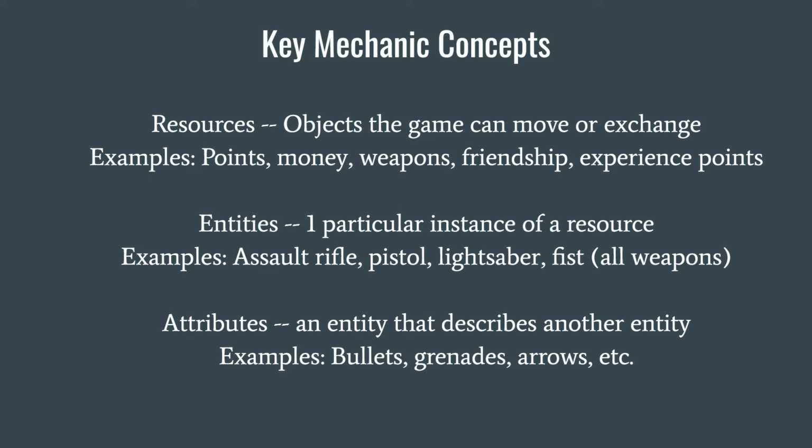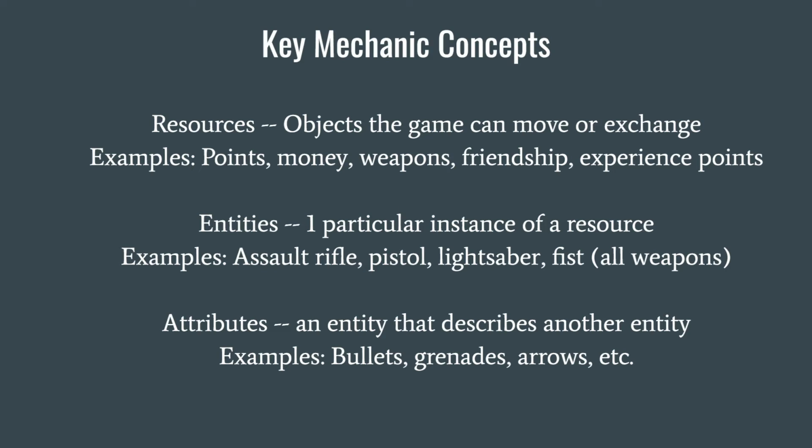And that is, when you're writing your mechanics, you have to divide your game up into resources, entities, and attributes. Think with me here. Resources are objects the game can move or exchange. So examples of that are in a typical card game where you score points, or even think Pong, right? In Pong, you had a resource called points. So the game moved and changed the value of points based off of where the ball went and whether it hit a paddle or not and whose side it moved off on, right?